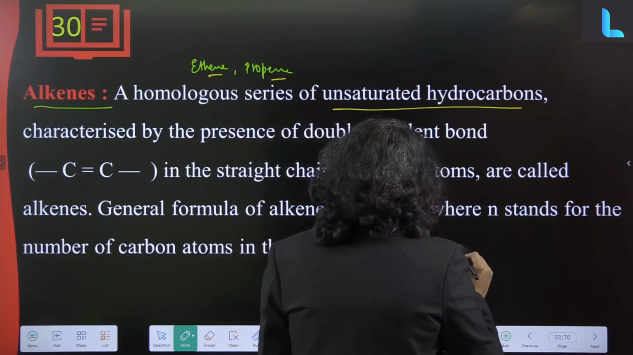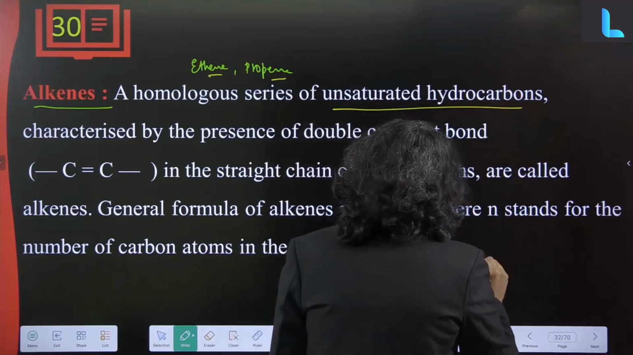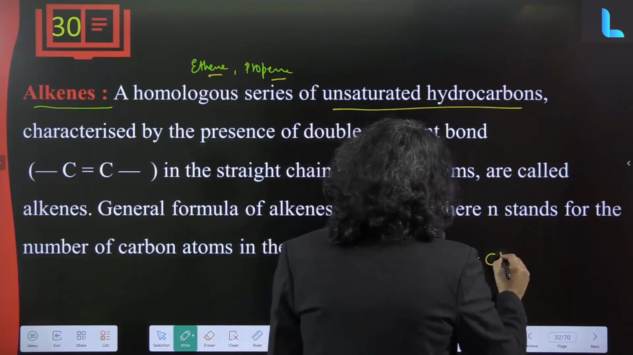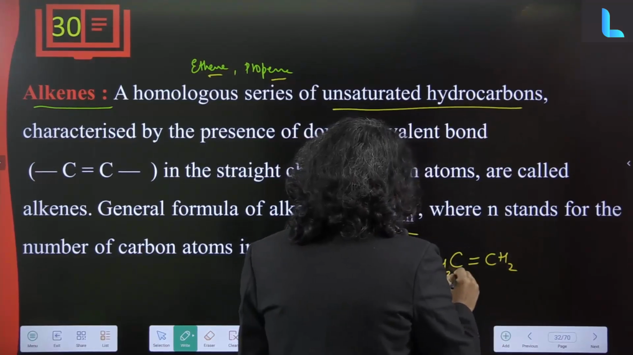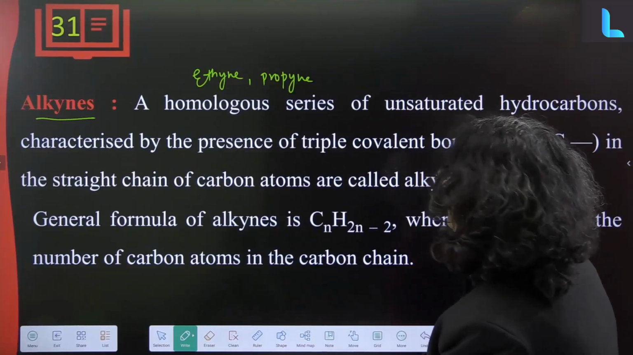Here, for example, if we write ethene, ethene will be 2 carbons with a double bond. Each carbon should have 4 valencies around it. So here we can say this is the structure. Okay. So it is a straight chain with a double bond between the carbons.